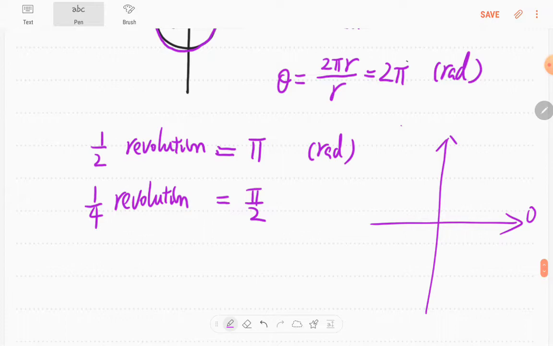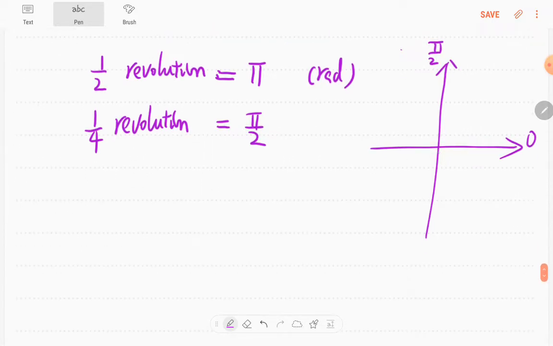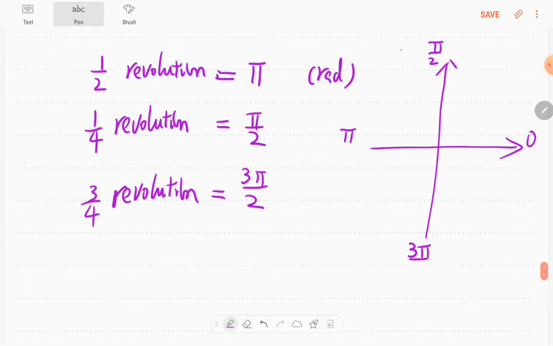And the 1/4 revolution is pi over 2. Sorry, half rotation, this is a quarter, right? Half rotation is pi here. And to here, which is 3/4, which is 3 pi over 2. So this is 3 pi over 2. Then go back, which is 1 revolution, which means 2 pi.